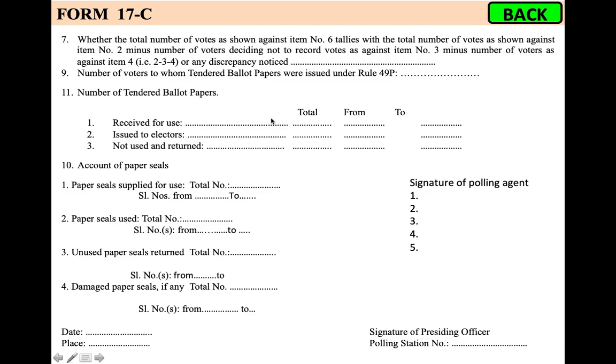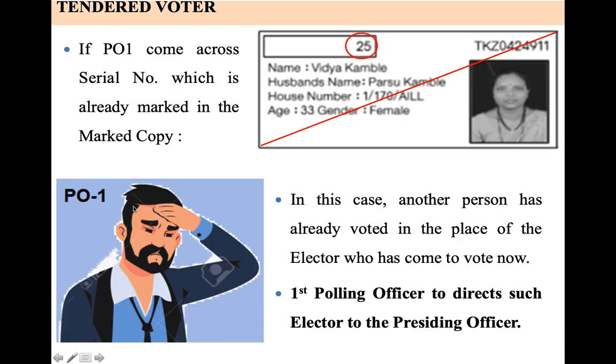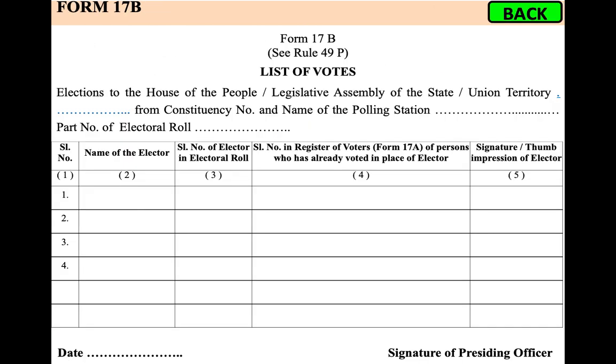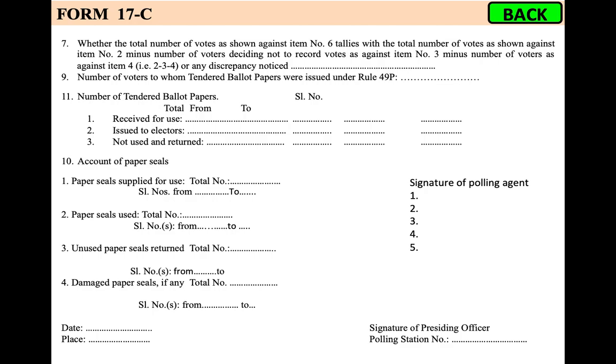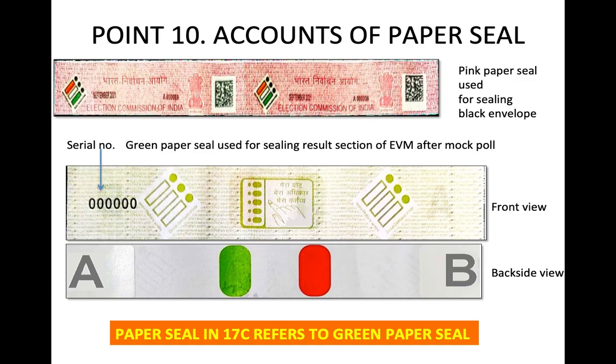And the last part is the account of paper seals, point number 10. You have to maintain the account of paper seals: how many paper seals were supplied, how many were used, how many were unused, how many were damaged during use. So this detail you have to maintain. But there's one point that has to be kept in mind.